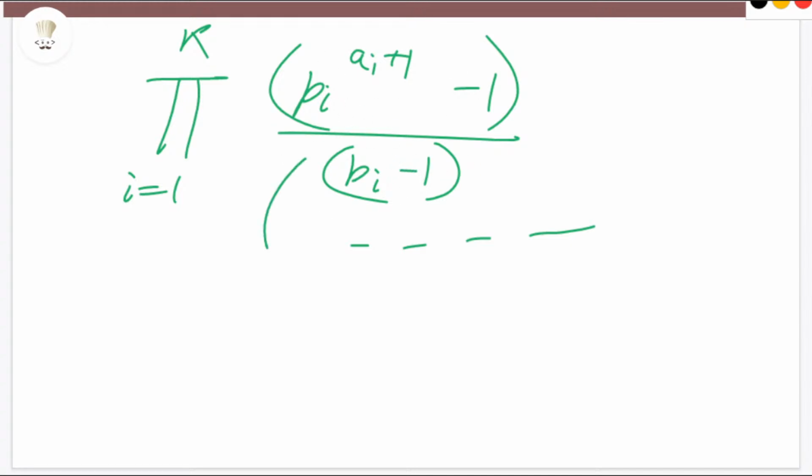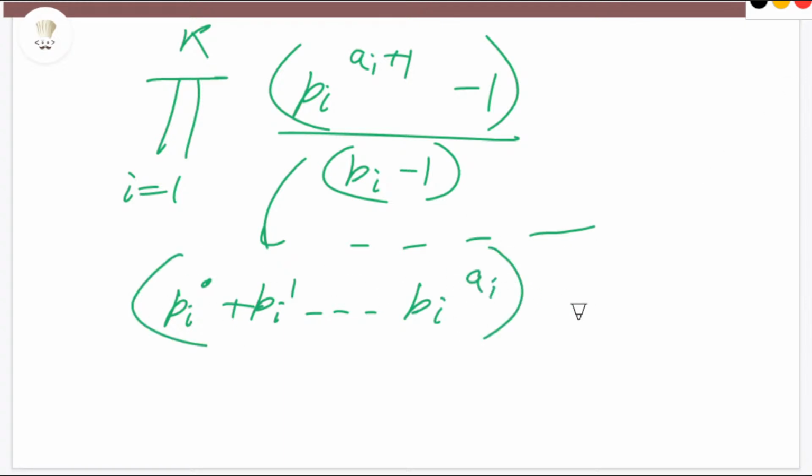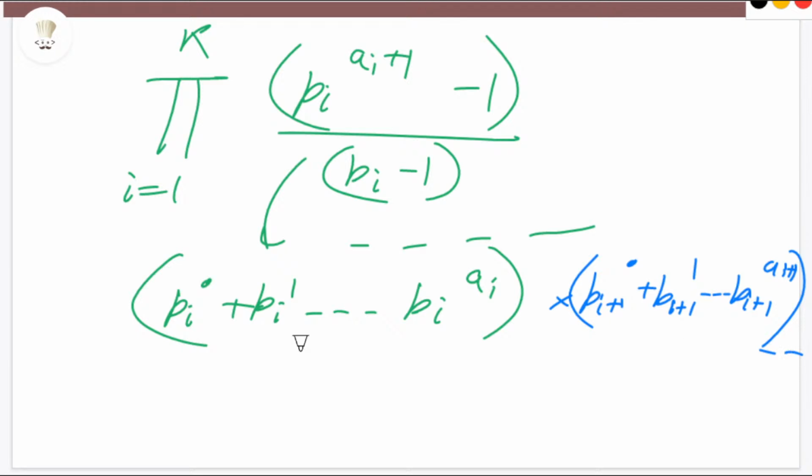It's this formula. If you write the corresponding geometric series for this term, it would be pi to the power 0 plus pi to the power 1 up until pi to the power ai. So basically, we are multiplying this kind of term for all i, from 1 to k. By doing so you can expand this whole product as well.